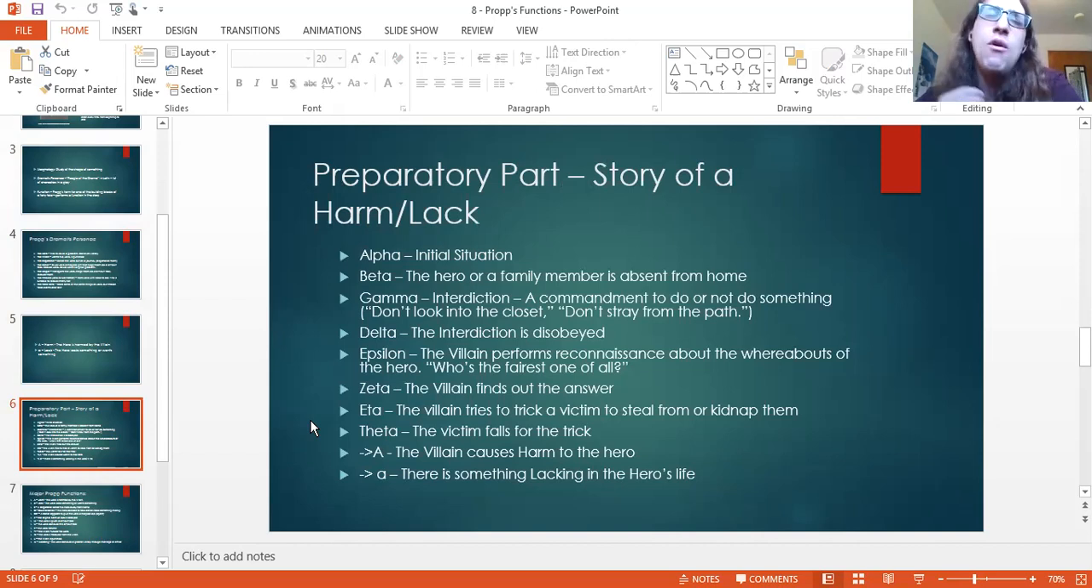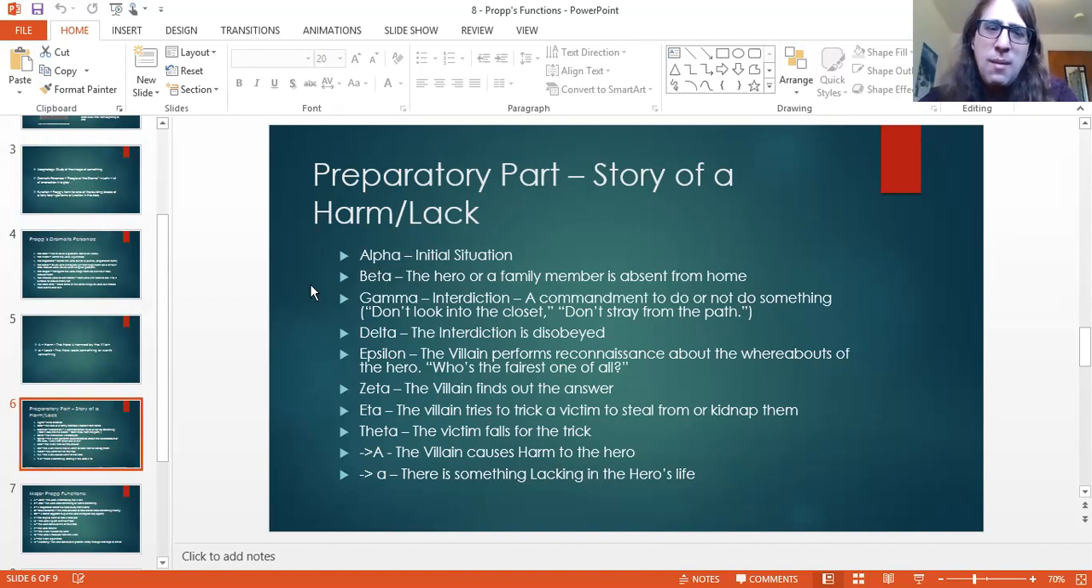But for these prologue things, Propp uses a Greek letter. But if you just want to write alpha, beta, gamma, stuff like that, and not write the actual Greek letter, that's fine too. So these are the things that sort of lead up to the harm that the villain causes to the hero and involve things like trickery or commandments or obedience or disobedience. But I'm going to explain this in a little more detail in a second here.